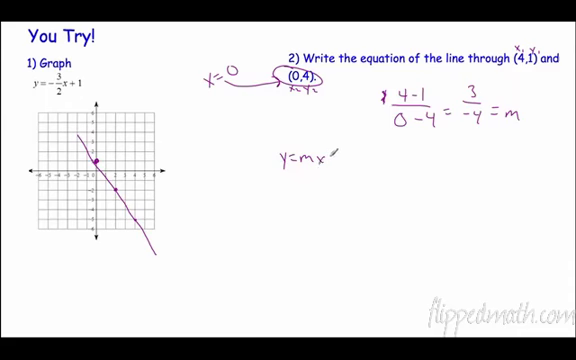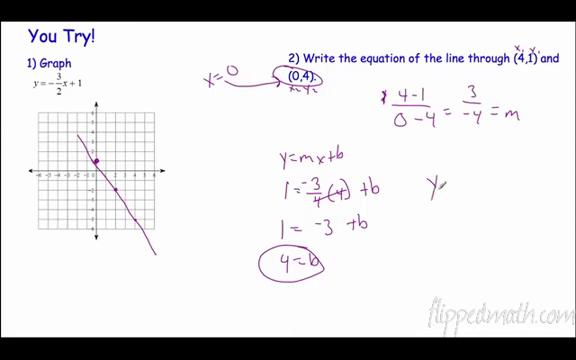y equals mx plus b. Plug it in. What's my y? I'll use these. 1. What was my slope? Negative 3/4 times x was 4, plus b. Negative 3/4 times 4, well, that's negative 3. So 1 equals negative 3 plus b. Add 3, so 4 equals b. So there you have it. They are the same. So plug it in. y equals negative 3/4 x plus 4.